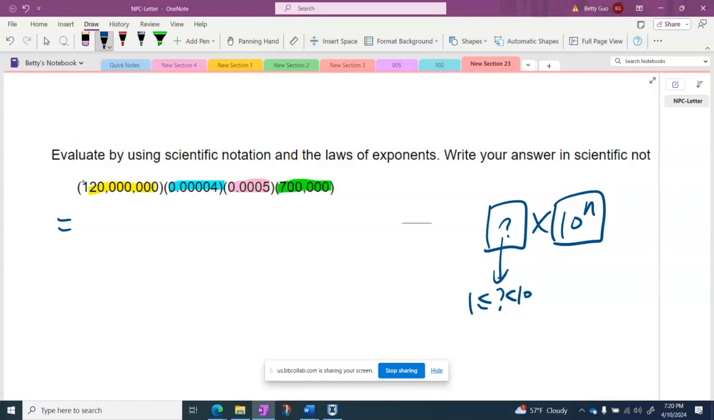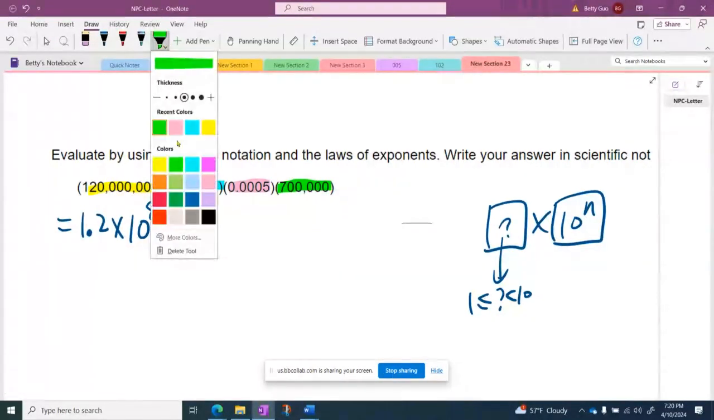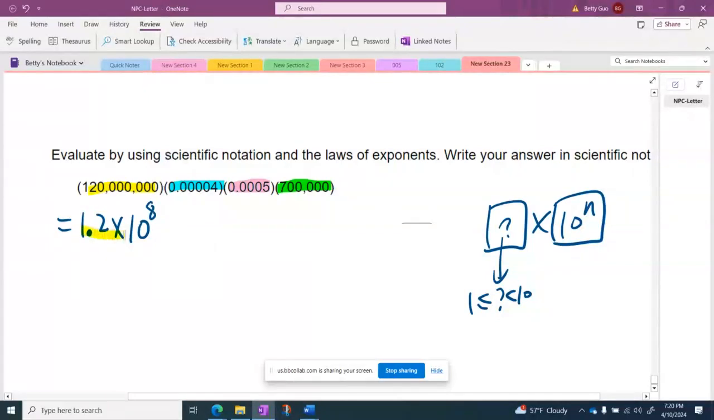So here, 120 million, we can write it as 1.2. Place the decimal point between the first and the second digits. 1.2 times 10 to the power, how many zeros here? 8 zeros. We have 1, 2, 3, 4, 5, 6, 7, 8. So that's the yellow. And let me know if you have any questions.